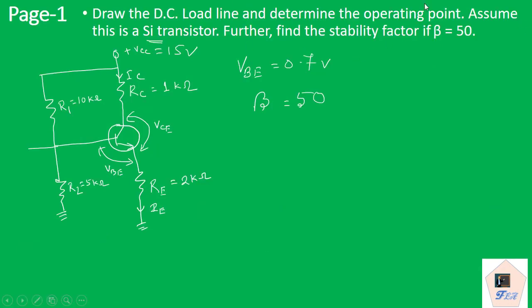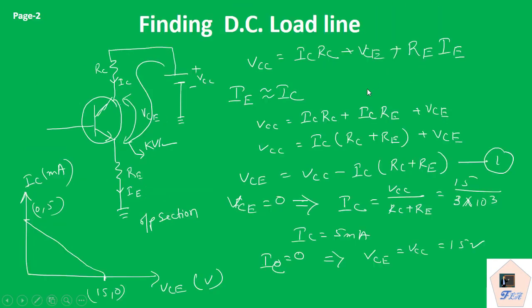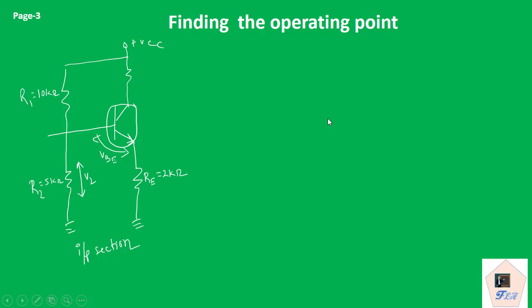Now in this problem, another thing we need to determine is the operating point. So to find the operating point, we need the operating voltage and operating current. To find the operating voltage, we need to analyze the input section.